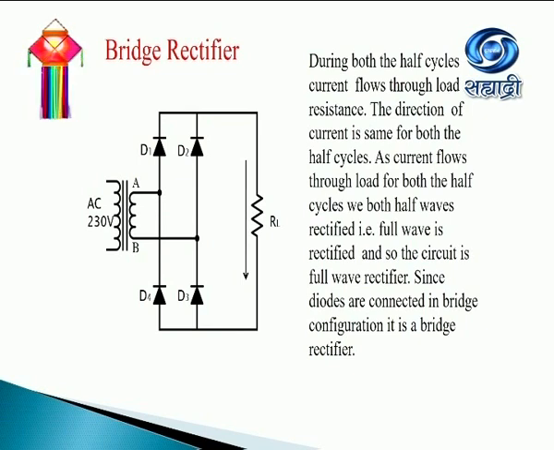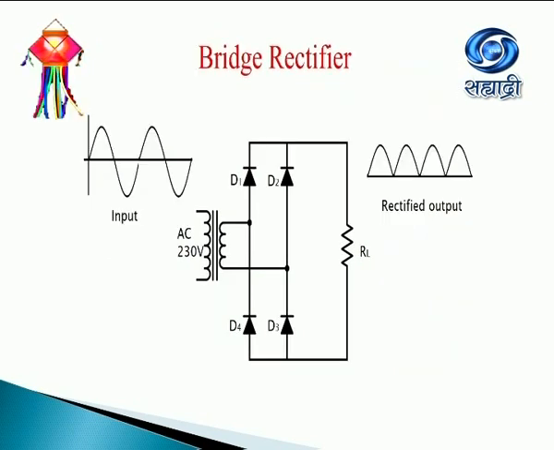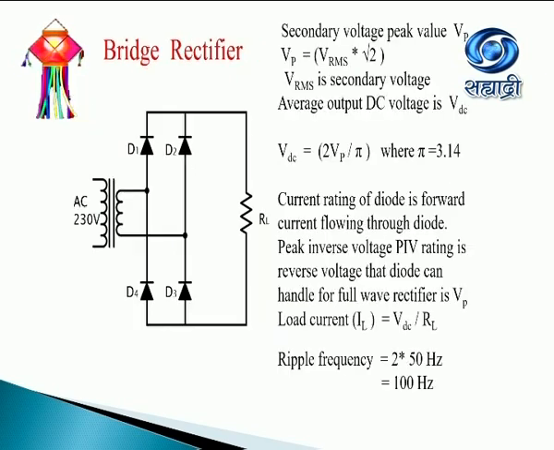As current flows through the load resistance for both the half cycles, we get both half waves rectified, that is, the full wave is rectified. And so the circuit is a full wave rectifier. Since diodes are connected in bridge configuration, it is a bridge rectifier. Figure shows bridge rectifier. To the input of the transformer AC is applied, and at the load we get rectified output. Since full wave is rectified, we get the output as shown.